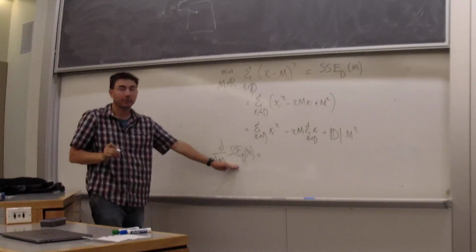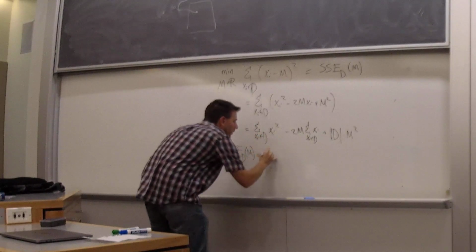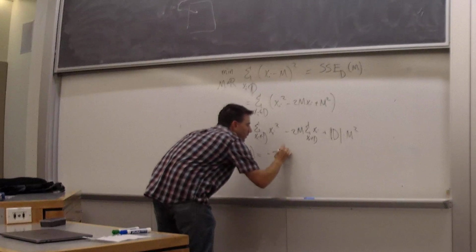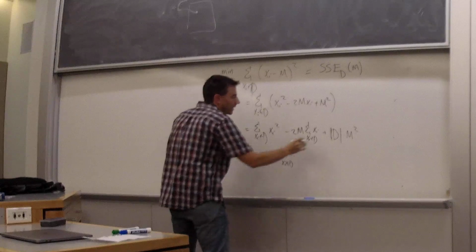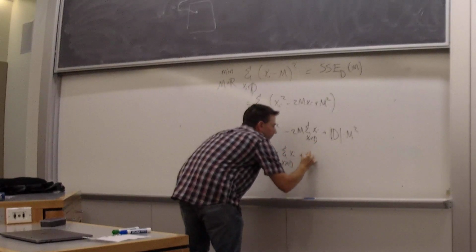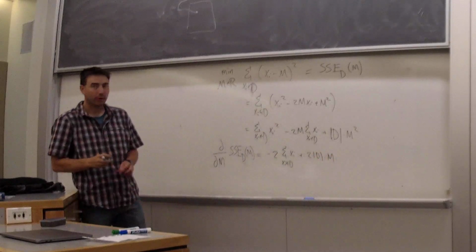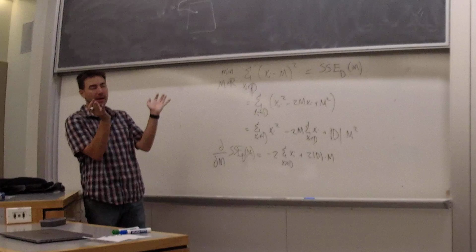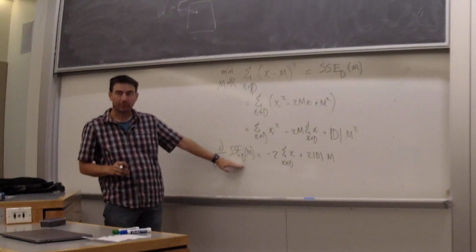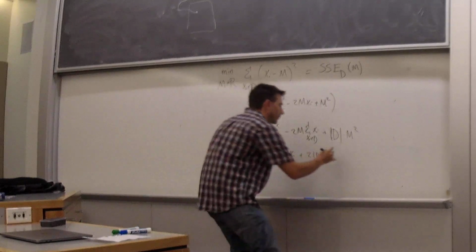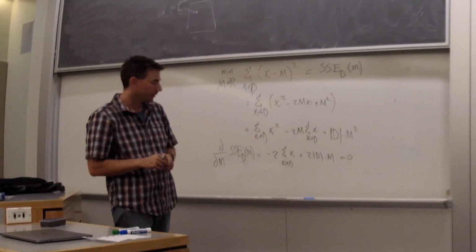Right, so I can write the first derivative of this with respect to m. This term goes away. This is 2 times the sum of these items, and this term is plus 2 times m. If you remember, the minimum or the maximum is going to occur where the first derivative is equal to 0. So if I set this equal to 0, now I can solve for m.